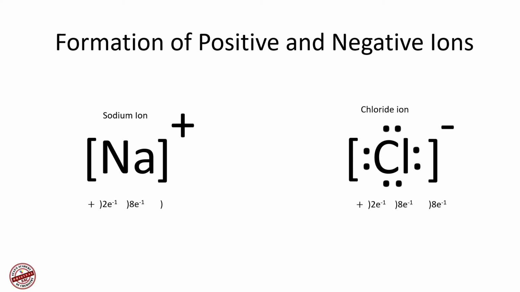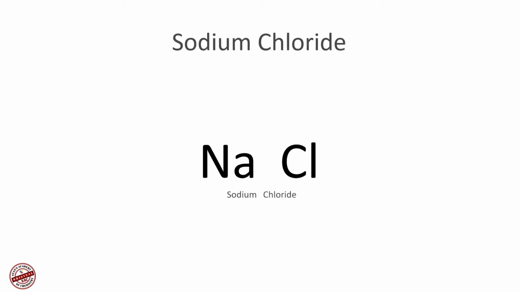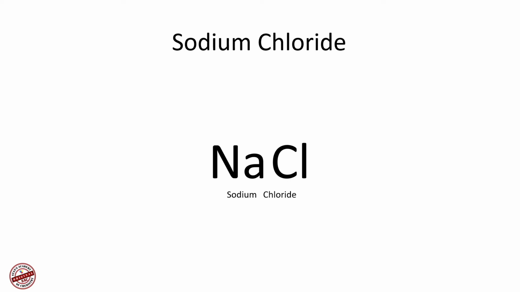Now, since we have a positive ion and a negative ion, they're going to come together because the opposite charges attract, and they change into sodium chloride, the ionic compound.